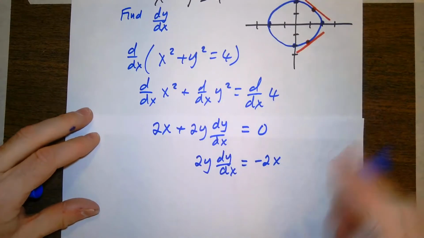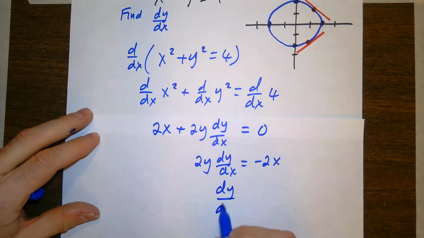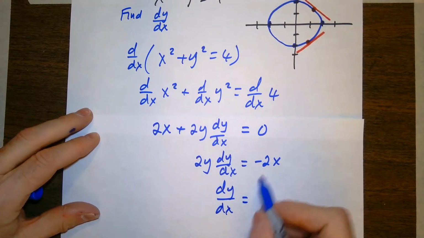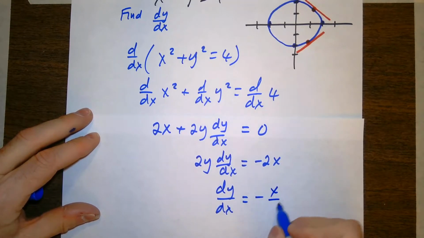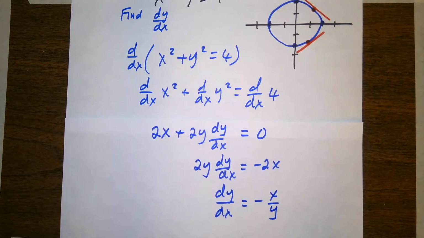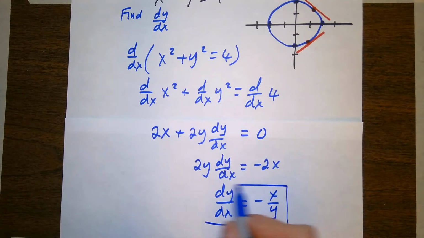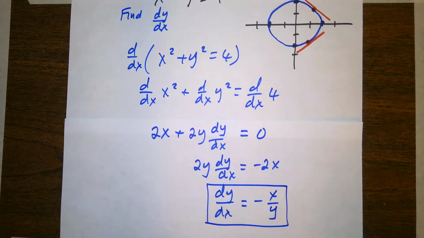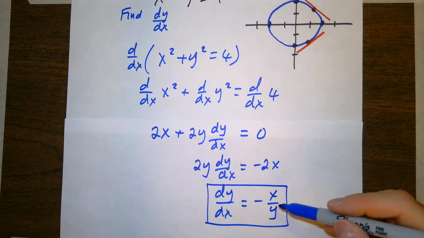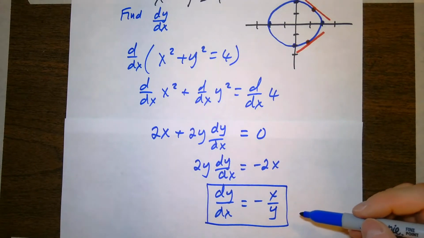Divide by 2y. And dy/dx is negative 2x over positive 2y. The 2's are going to cancel, and I get negative x over y. That's my derivative. That's the derivative of the circle. And remember, the derivative is the slope of the tangent lines.